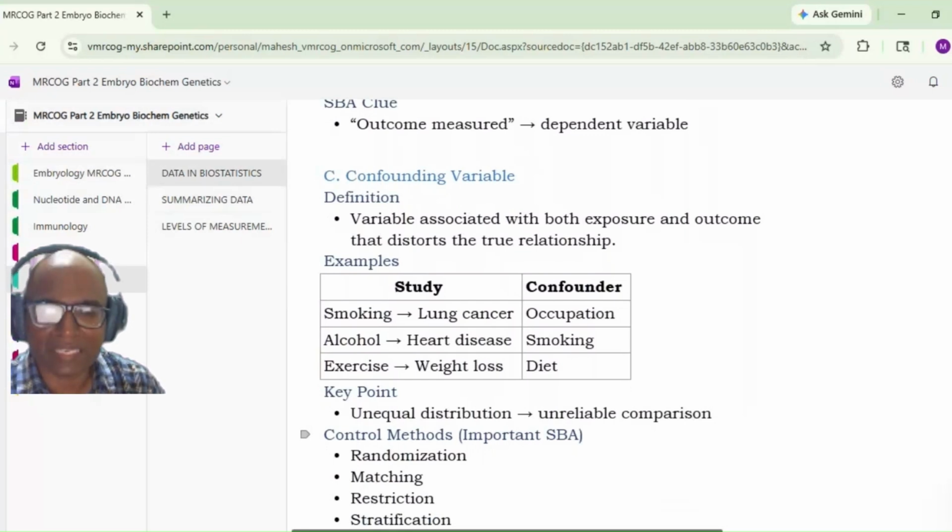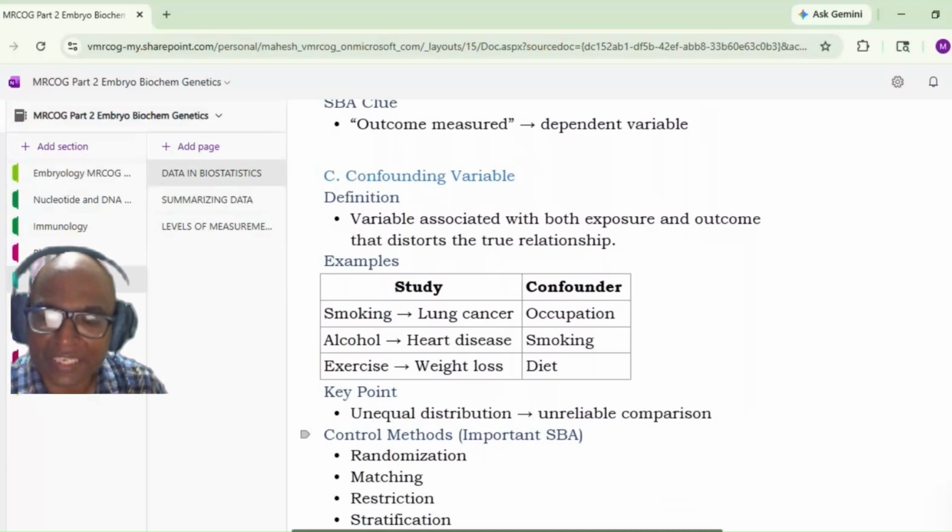Another example is exercise leading to weight loss, but those people who follow exercise are also diet conscious. The diet itself is responsible for either weight gain or weight loss. So the diet itself is an important confounding factor for your outcome, which is weight loss here. So this factor is associated with the exposure as well as the outcome. It is independently associated with the outcome, but it is also associated with the exposure.